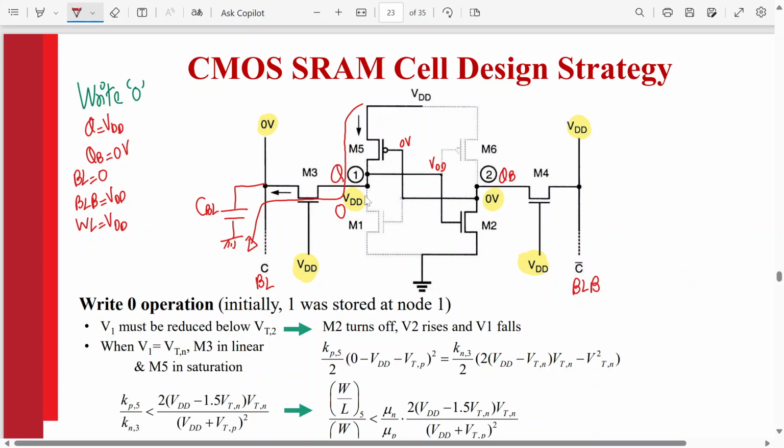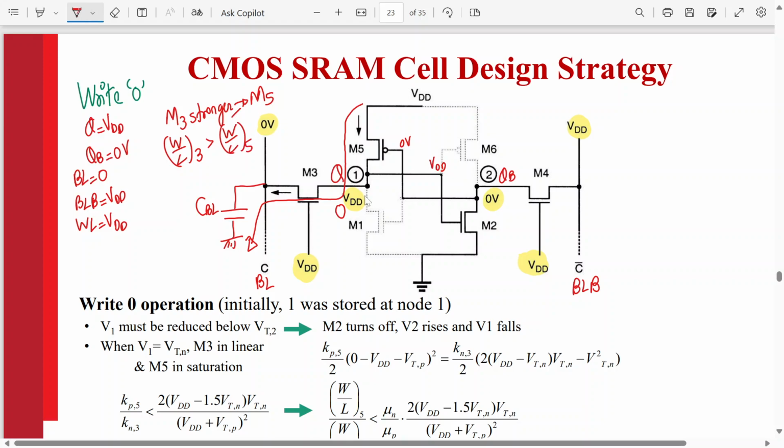Why should M3 be stronger? Because if it is VDD, it will pull the node down very fast to 0 if this is stronger. So here we can say M3 should be stronger compared to M5. So W by L of 3 should be greater than W by L of 5.